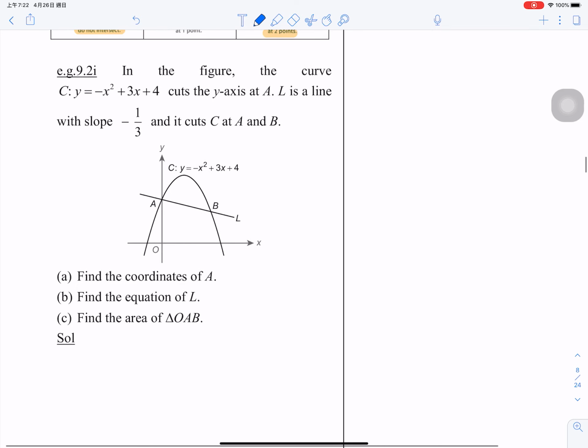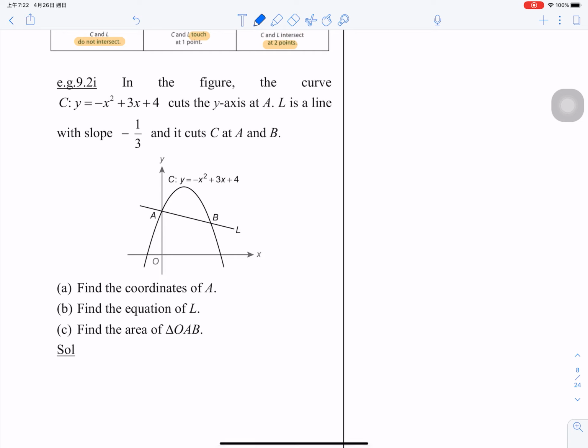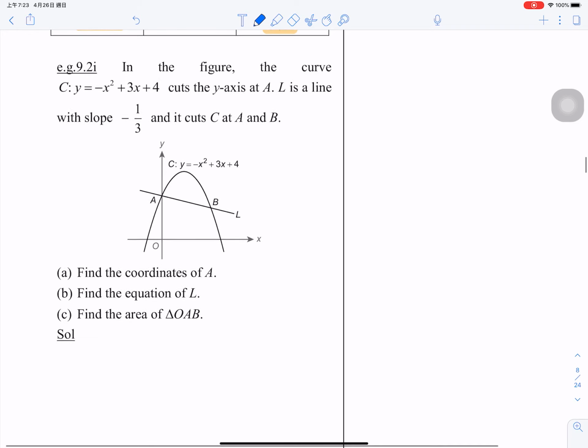9.2i. Here in the figure, the graph y equals to negative x squared plus 3x plus 4, that means this curve C, cuts the y-axis at A. L is a line with a slope negative 1/3, and it cuts C at A and B. Part A asks you to find the coordinates of A.